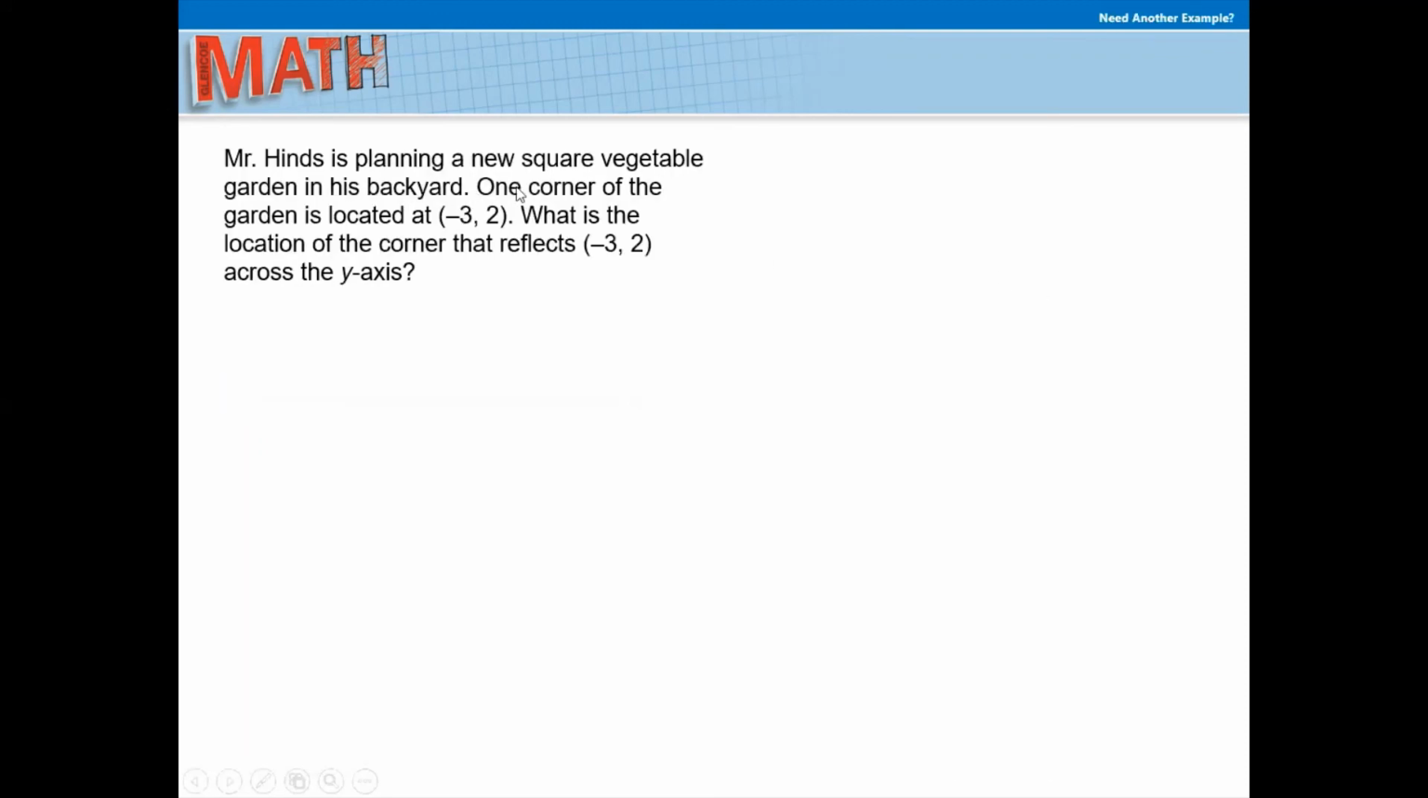Mr. Hines is planting a new square vegetable garden in his backyard. One corner of the garden is located at -3, 2. What is the location of the corner that reflects -3, 2 across the y-axis? So your y-coordinate is going to stay 2. And what's the opposite of -3? Show your work in your math notebook. Press play when you're ready to go on.